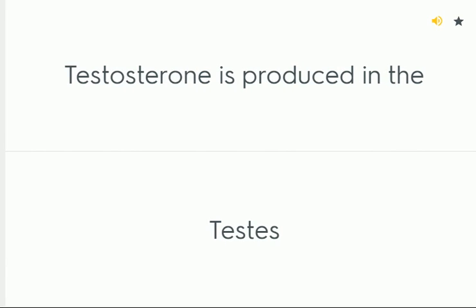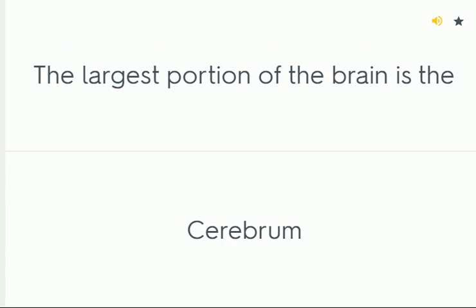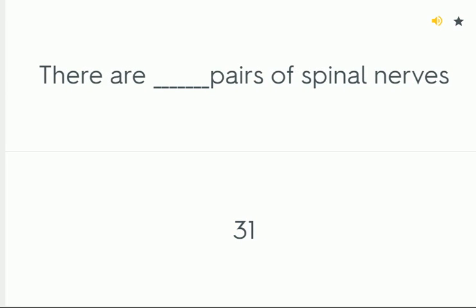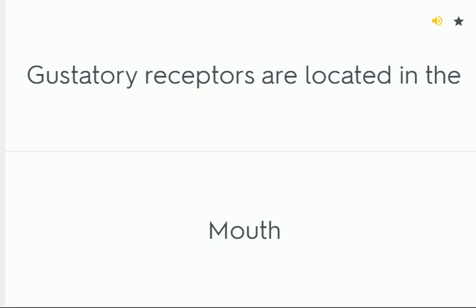Testosterone is produced in the testes. The largest portion of the brain is the cerebrum. There are blank pairs of spinal nerves. 31. Gustatory receptors are located in the mouth.